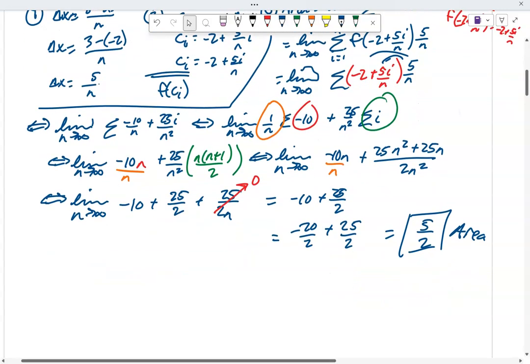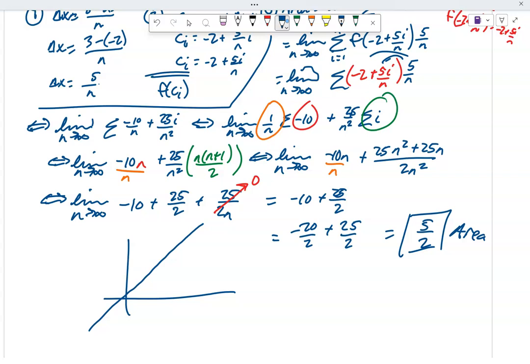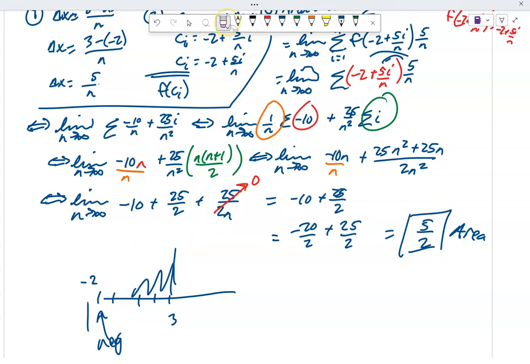In fact, we could draw this, right? This is f of x equals x. Here's our f of x equaling x from negative 2 to 3. Actually, this goes into the negative, so we'll talk about this, but this part's actually negative. That part's positive. So that part's negative because it's under the curve, but the summation of the two gives you 5 halves on this. All right, let's do the next one.